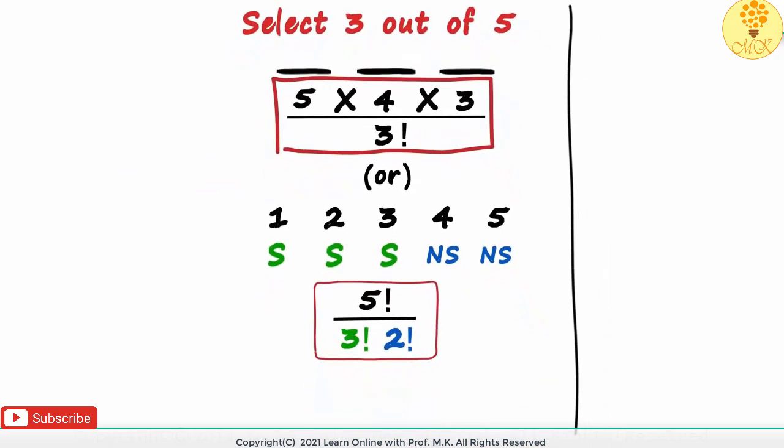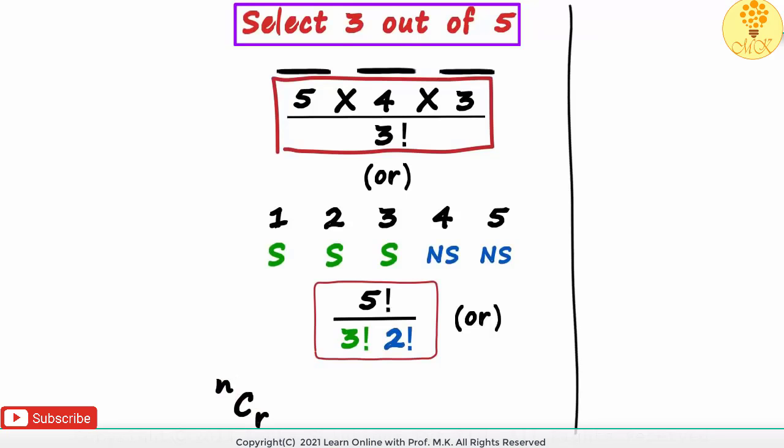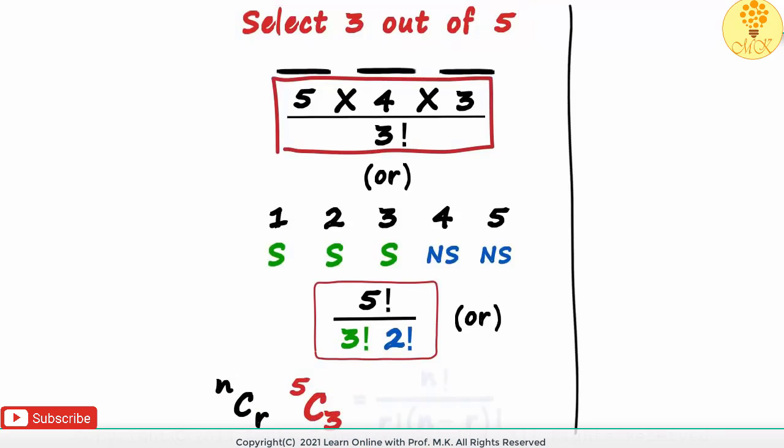Now we come to the formula. As we just have to select, the question of arrangement does not arise. It is a case of combination. We can use the nCr formula, selecting r things from n different objects. As we are selecting 3 out of 5, this will be 5C3. The formula for combinations is n factorial over r factorial times n minus r factorial. Here, n factorial will be 5 factorial, r factorial will be 3 factorial, and n minus r factorial will be 5 minus 3 factorial. This will also give us the same answer.